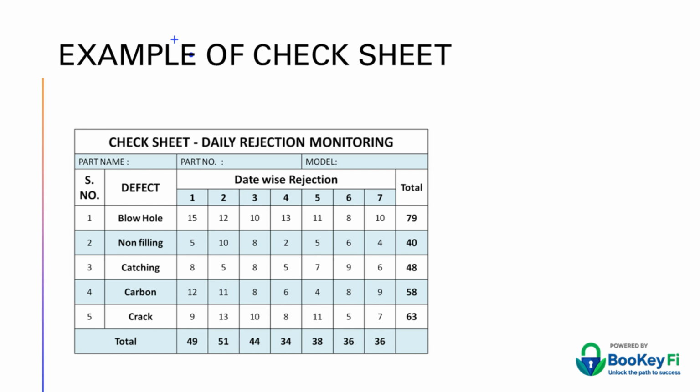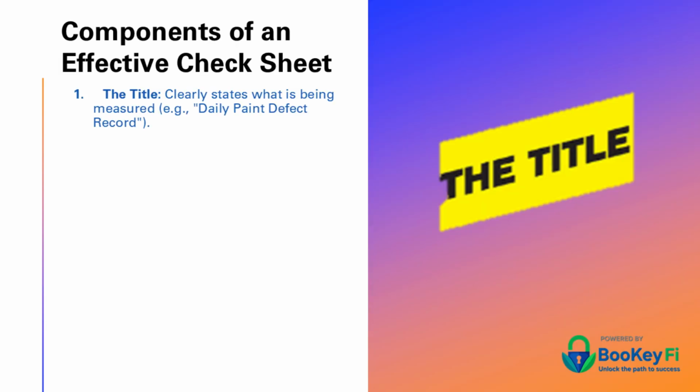The result. By calculating the totals on the far right and at the bottom, we get an immediate view of the most frequent problems. For example, blowholes recorded the highest count at 79, signaling a clear priority for the quality team to address. Okay, let's learn about the components of an effective check sheet.